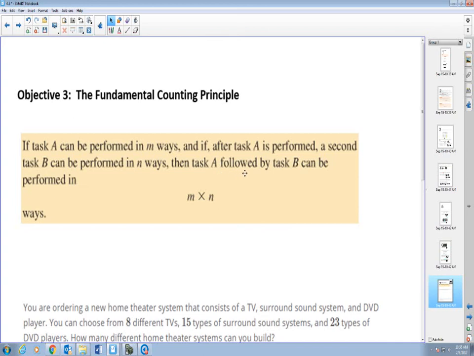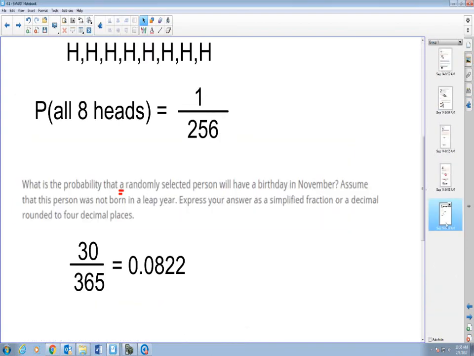Task A followed by task B. So if I'm doing one task followed by the other one, it can be performed in m times n number of ways. If I follow one after the other, we will actually multiply. All right, check it out. I think this thing was in section 4.1.